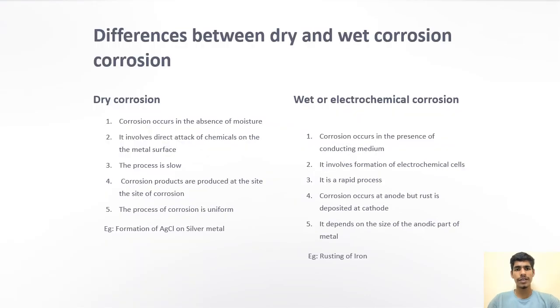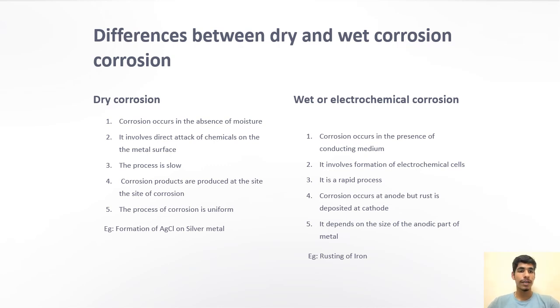Now we will study the difference between the basic types of corrosion, which are dry corrosion and wet corrosion. The first column is filled with dry corrosion and the second column is filled with wet corrosion. First point: in dry corrosion, the corrosion occurs in the absence of moisture, but on the opposite side, the corrosion occurs in the presence of a conducting medium.